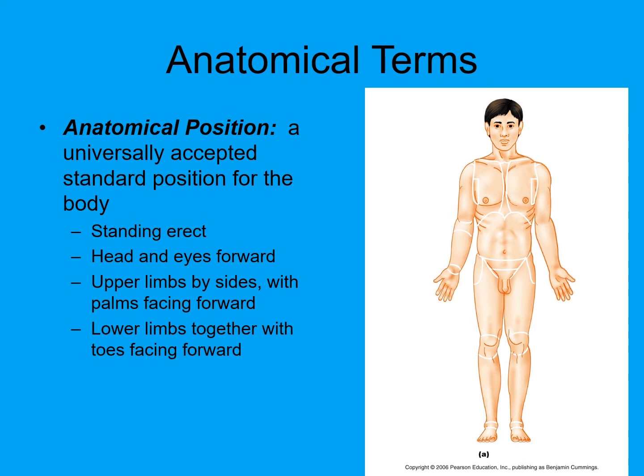First thing is the anatomical position. This is a standard universal position that the body is in, and it makes it a little bit easier to make comparison and references to different areas. The anatomical position is considered the body standing straight up or erect. The head and the eyes are facing forward. Your upper limbs, your arms, are down by your side with the palms facing forward. And then the lower limbs, or the legs, are together with the toes also facing forward. As you can see in this picture, this individual is standing in the correct anatomical position.